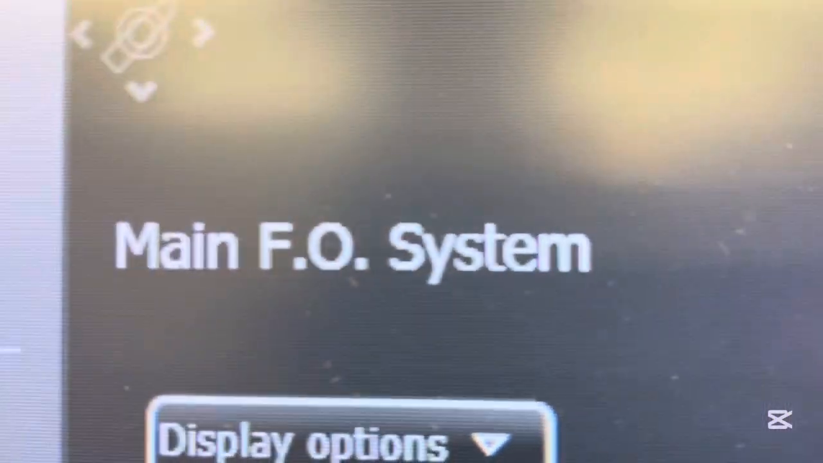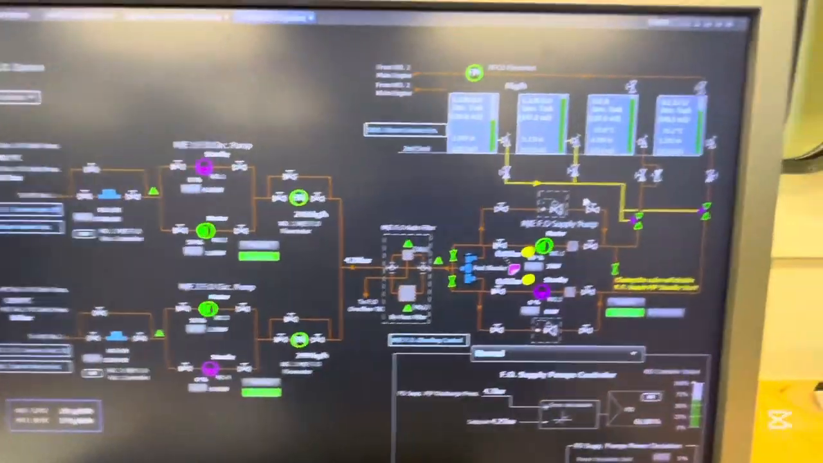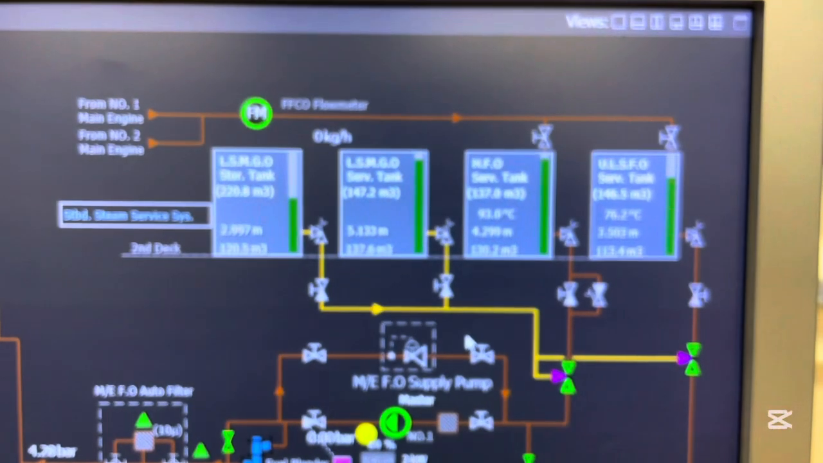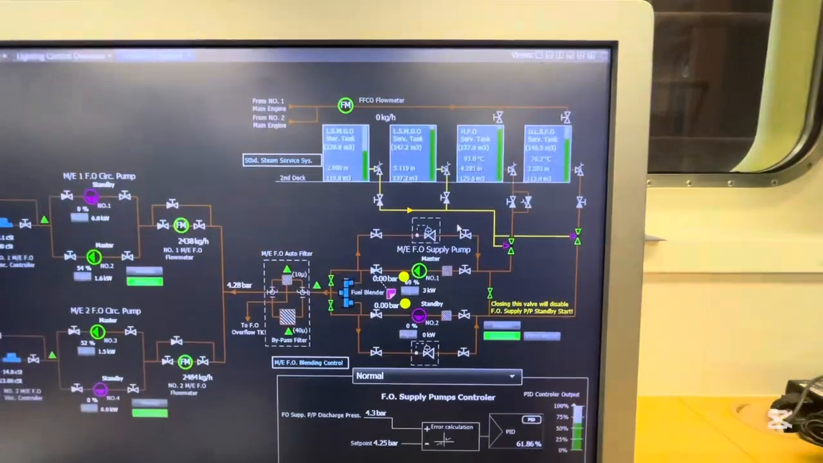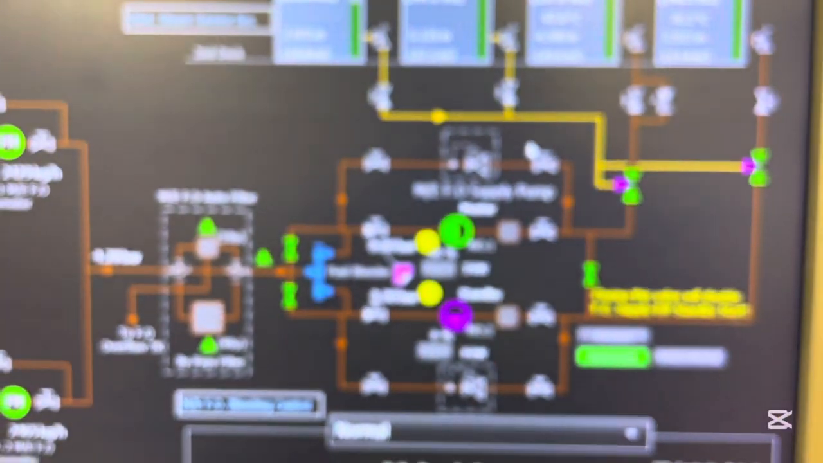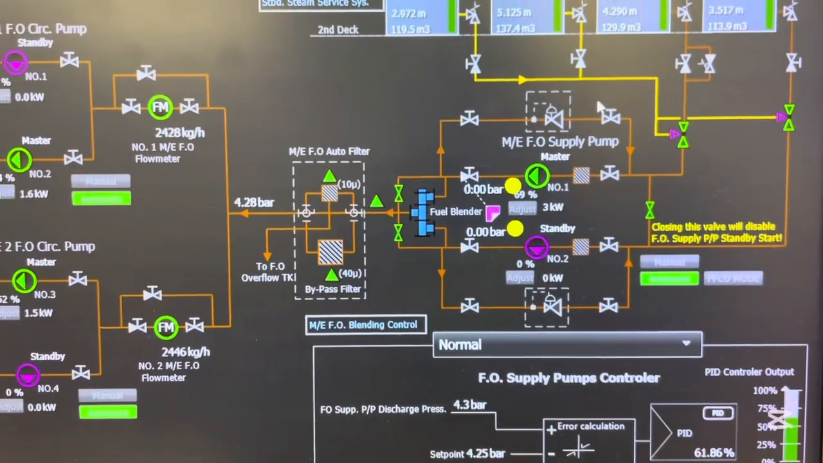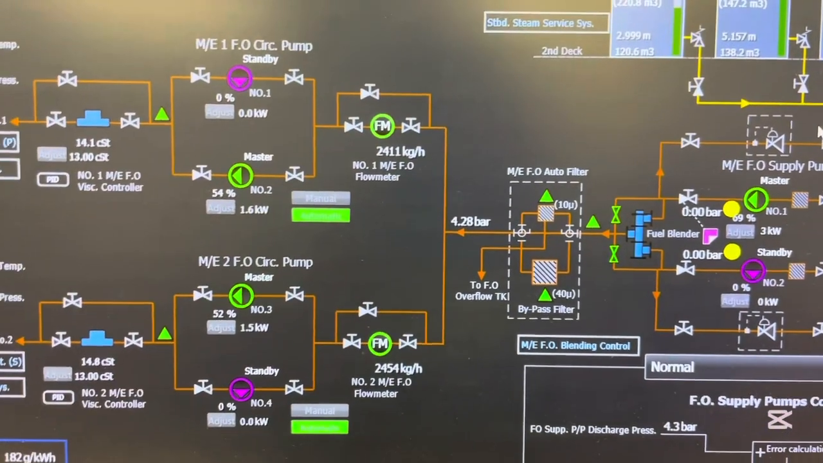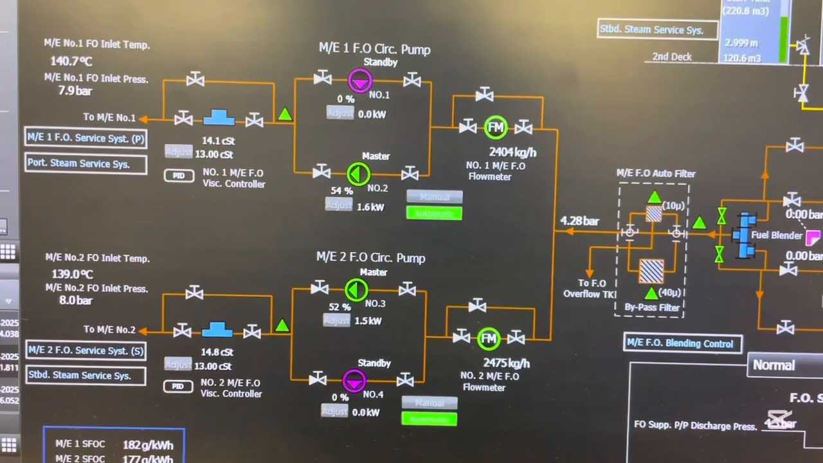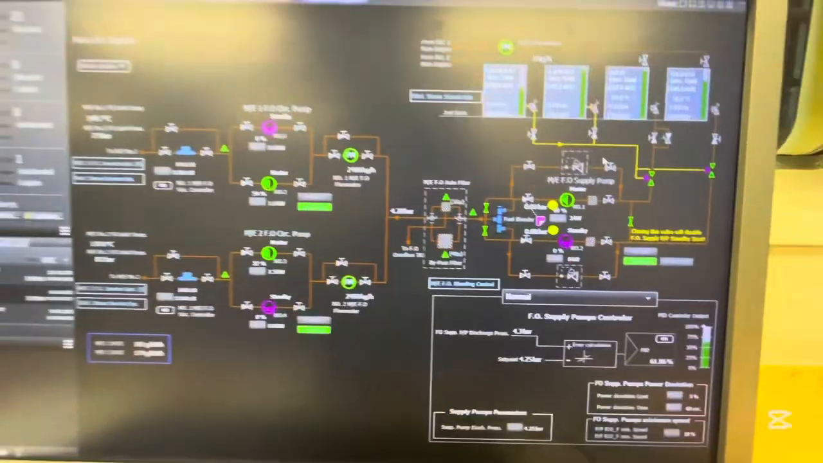Main engine fuel oil system. So from the service tank we are taking the oil and passing it to a blender through a fuel oil supply pump, and from the blender we are passing it to a main engine fuel oil auto filter, and from the auto filter the oil is passed to a viscosity controller through a fuel oil circulation pump. From the viscosity controller we are injecting it to the main engine. So yeah, this is all about the fuel oil system.